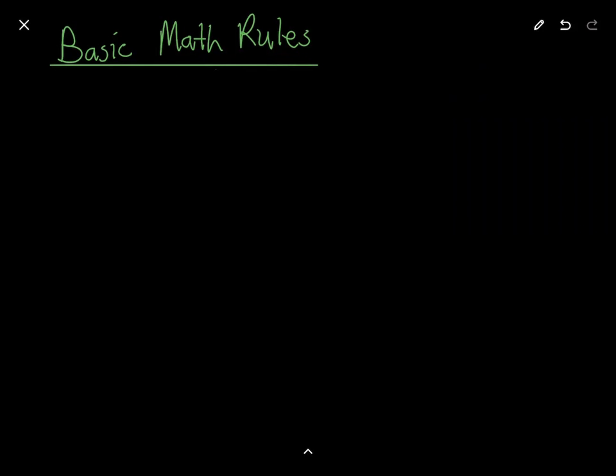We're going to continue on here with basic math rules. When we talked last time, we talked about exponents and roots. And we also talked about decimals and percents. And now we're going to get into what's called order of computations.